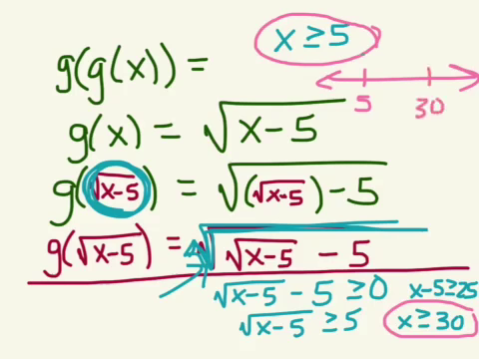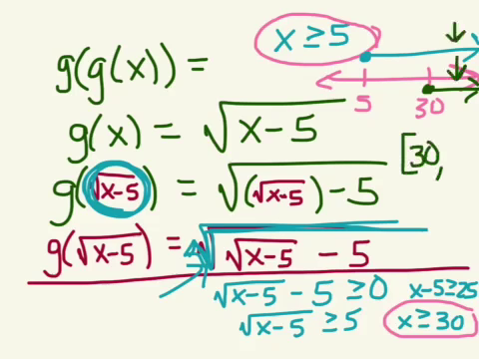So your first domain says I want 5 and higher. Your second domain says I want 30 and higher. So what's going to work for both is where the two lines overlap. And that's from 30 to positive infinity. That's your domain of the entire function. Those values will work for both of these all the time.